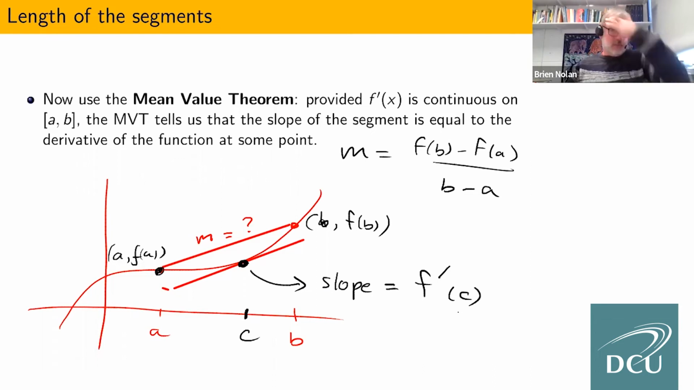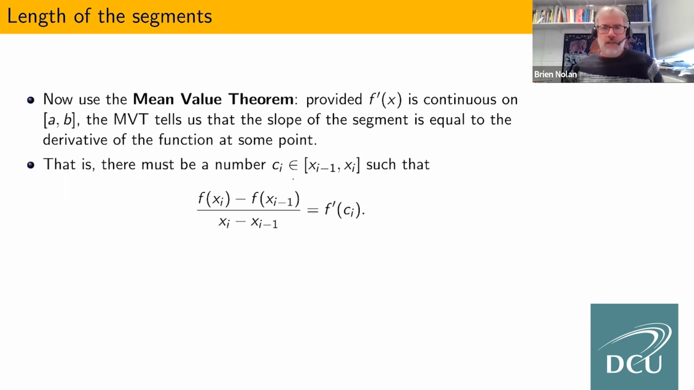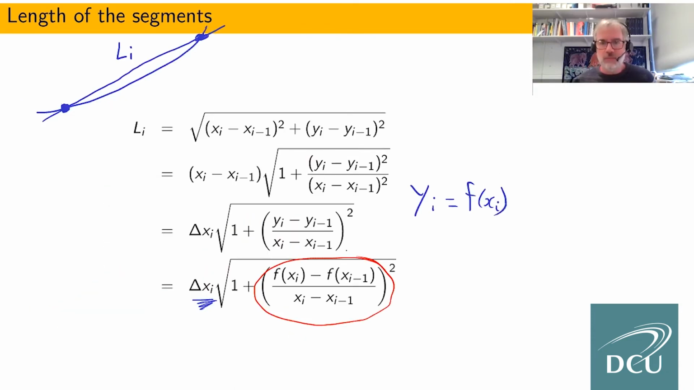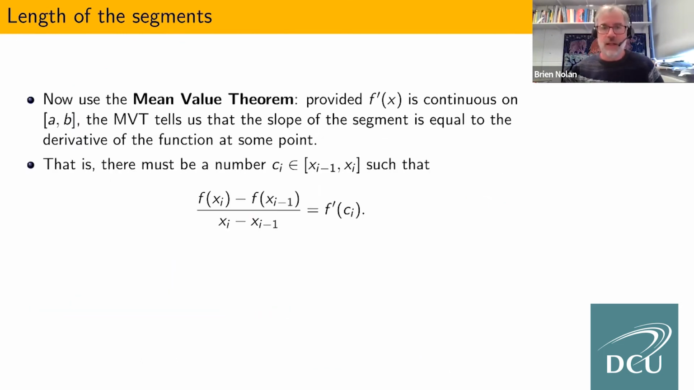The mean value theorem tells us that there's always this number c between a and b, where the slope of the tangent matches the slope of the straight line cutting across the curve. So there must be a number, this c, somewhere between the endpoints of the interval, so that this ratio that popped up a moment ago, that ratio that pops up in the formula for the length of the curve, is equal to the value of the derivative of f at some point in between, from the mean value theorem.